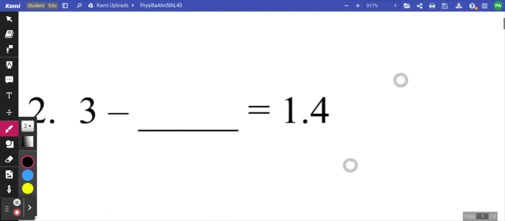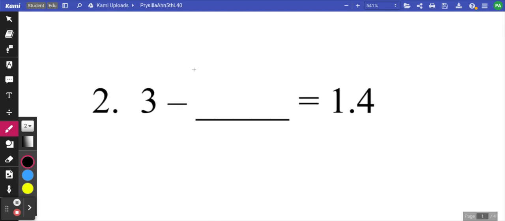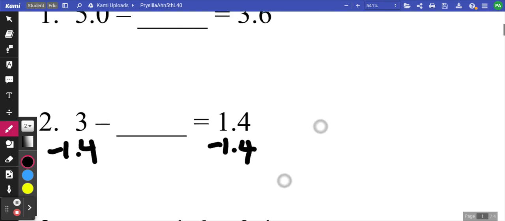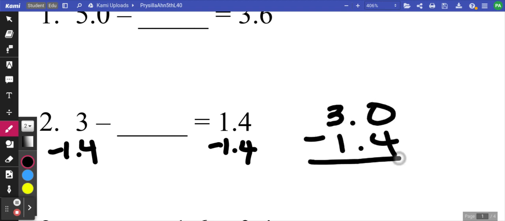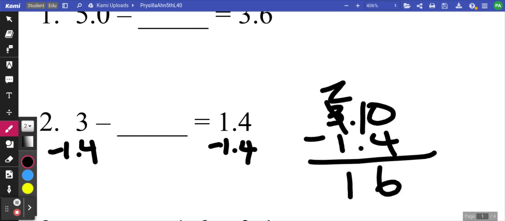So for number 2, in order to find this missing number, we're going to have to subtract 3 and 1.4. So we're going to go minus. What you do to one side, you do to the other. Now on the side, we're going to do like that so we can align it. Now we subtract normally. And you get 1.6 because you got to remember the decimal. And then you get 1.6 as your missing number.